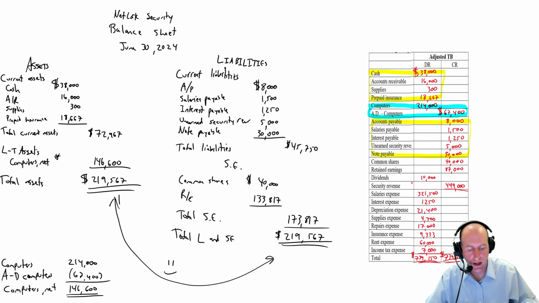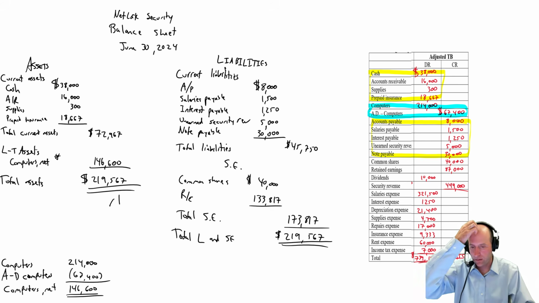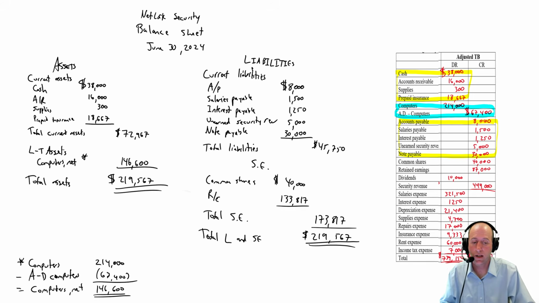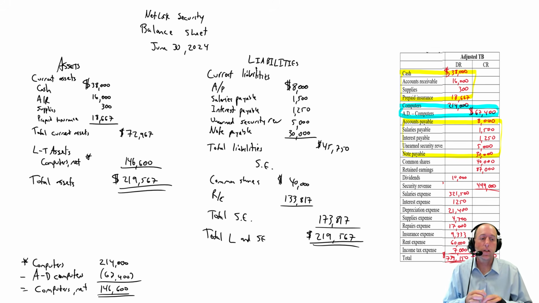We've prepared a nice set of financial statements for NetLock Security. That's all for this video. In our last video in this group for this problem, we're going to learn how to do the all-important closing journal entry. Stay tuned.